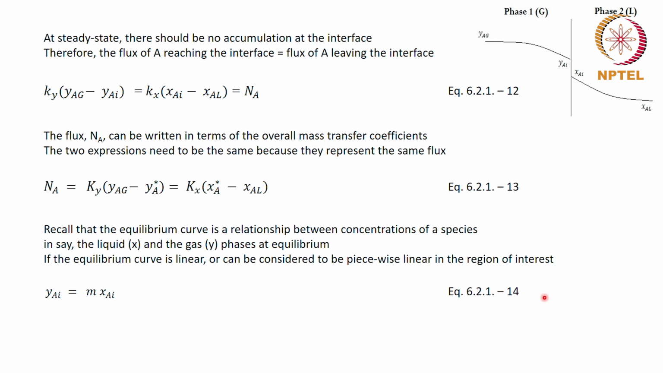Equation 6.2.1-14. Therefore, YA star can be written as M times XA. Right? It's the equilibrium concentration. So YA star is the concentration that is in equilibrium with the bulk liquid phase concentration. YA star equals M times XA. Equation 6.2.1-15.